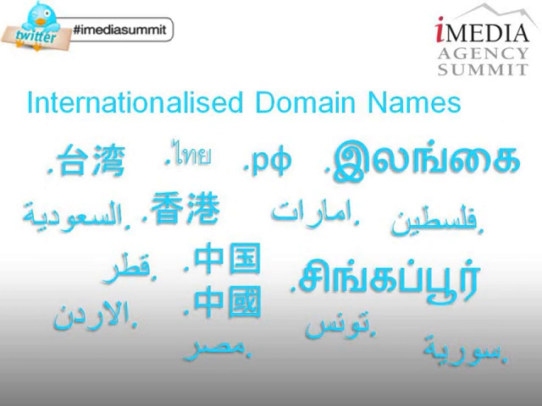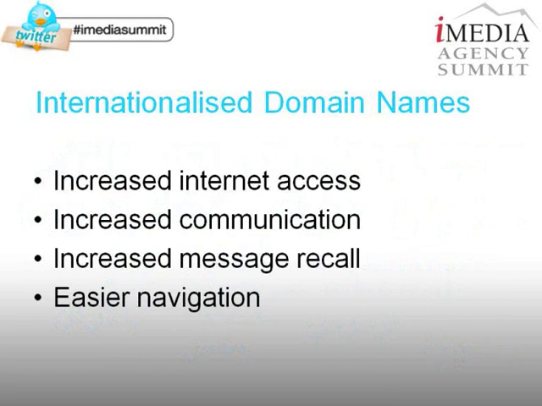So in the UAE, for example, at the moment, you can buy .ae, or you can buy the Arabic version, which is .emirat. And this is rolling out as we speak. That will also be applied across the top-level domain name program, so you can get highly localized top-level domain names going forward. Overall, they're going to increase access, increase communication and recall, and ultimately make it easier to navigate.